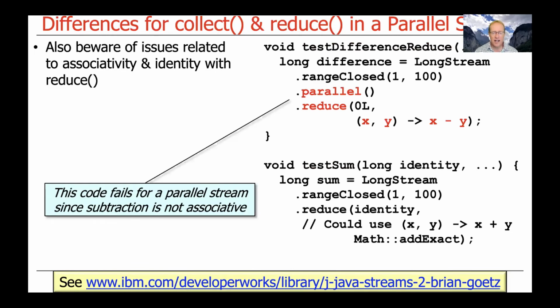So the code up here in testDifferenceReduce is not going to work properly when used with a parallel stream, and that's because subtraction is not associative, and addition is associative. So A plus B plus C is the same as A plus B plus C grouped differently, but A minus B minus C is not the same as A minus B minus C grouped differently, if you understand the distinction there in the way I phrased it. And so as a result, when you use parallel streams, you're going to get incorrect values here because the implementation assumes associativity and subtraction is not associative.